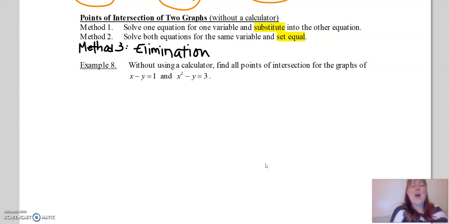Okay, so our three options are: we solve one equation for a variable and substitute it into the other equation. Our second option is we solve both equations for the same variable and then we set them equal. And our third option is elimination, where we stack them on top of each other and eliminate a variable. So we're going to start with method number 1. We'll do that one in purple.